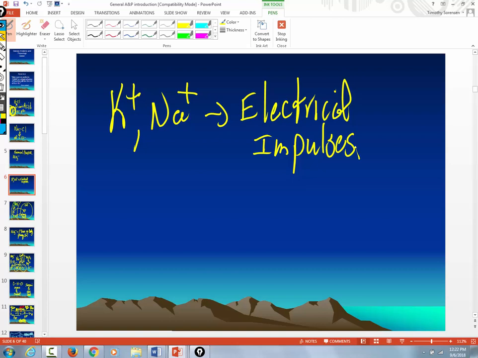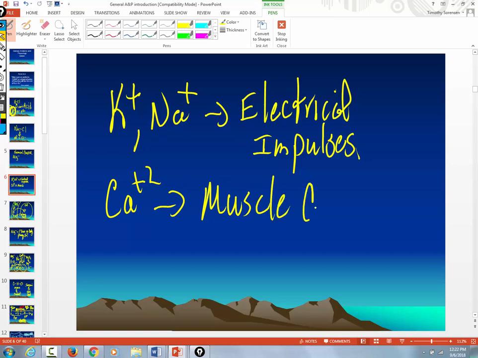Potassium and sodium are intimately involved in producing electrical impulses. They're big players in producing the electricity. Calcium is involved in muscle contraction. Got me? Magnesium doesn't have something to do with muscle?